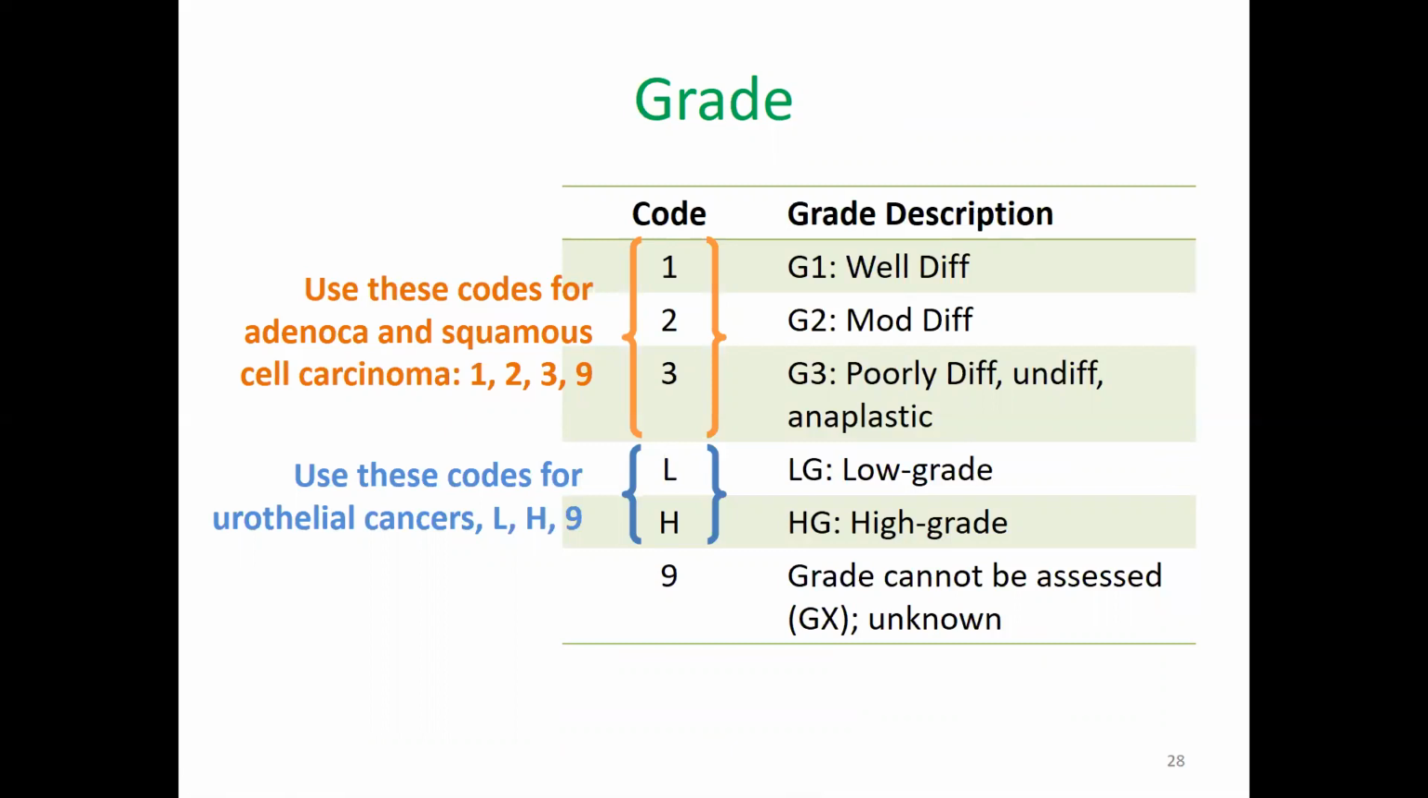The adenocarcinomas and squamous cell carcinomas listed here in orange use codes 1, 2, and 3, and also include 9. If all you have is an L or an H grade for adenocarcinoma or squamous cell, then you would code a 9. Note that grade 3 includes undifferentiated or anaplastic. And note 5 tells us that for bladder, a TURB qualifies for a clinical grade only.